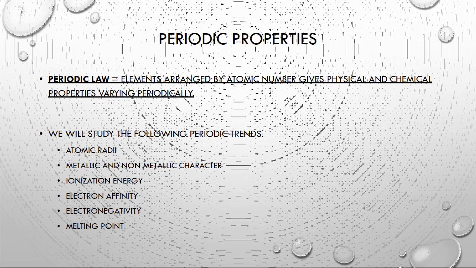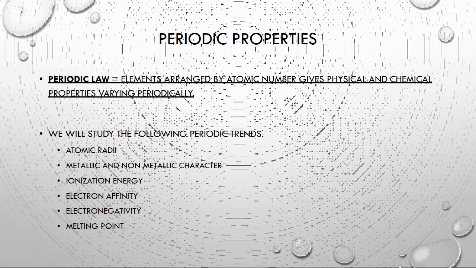Periodic properties depend on periodic law. Elements arranged by atomic number give physical and chemical properties varying periodically. We will study the following: atomic radii, metallic and non-metallic character, ionization energy, electron affinity, electronegativity.